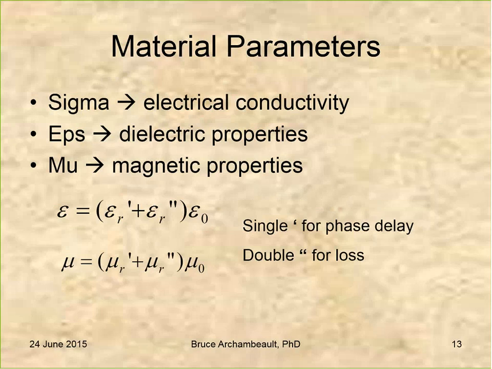We usually talk about epsilon as a dielectric property and mu as a magnetic property of the material. But really, these are complex numbers. And I show here that we have a mu prime and a mu double prime, epsilon prime and an epsilon double prime. The single prime is the parameter that we're going to use for phase delay. The double prime is where we get the loss. That's the imaginary part of the material.